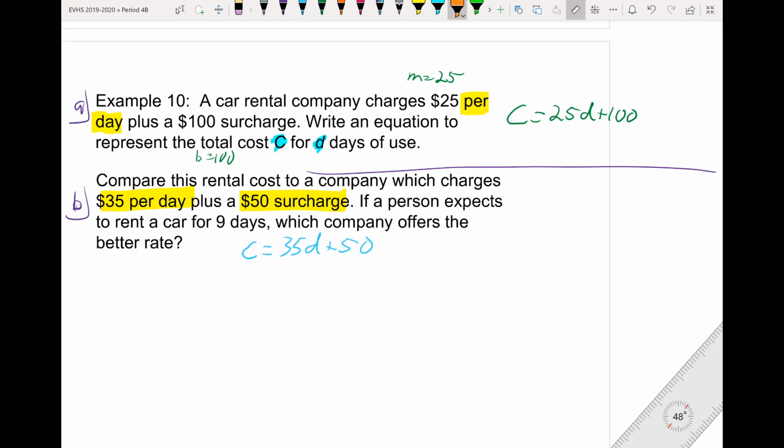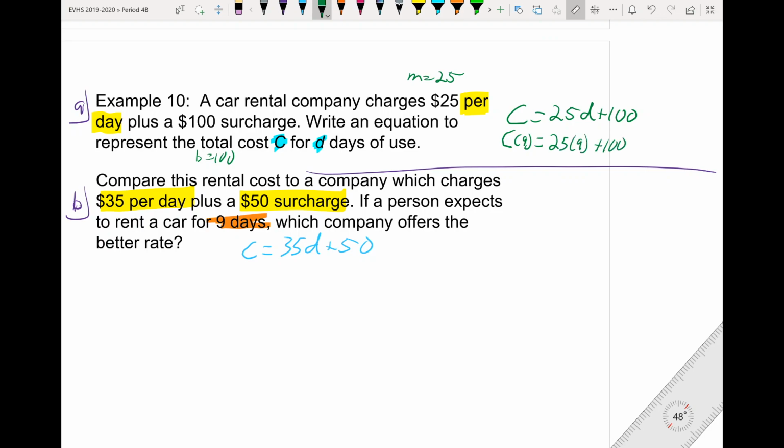And now, if we're going to do it for 9 days, which company gives the better offer? Well, we're going to plug in 9 for our days. So the way we write this is C of 9. Remember function notation from last year? Oh boy, you don't remember that? Is 25. My handwriting stinks today. 25 times 9 plus 100.